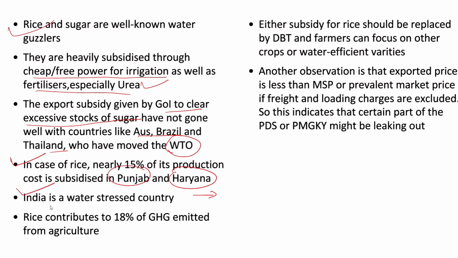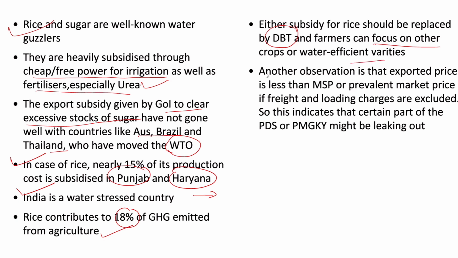The next point which is mentioned is that rice contributes to 18% of the greenhouse gas emissions from agriculture. The article also mentions that subsidy for rice should be replaced by direct benefit transfer, so the farmers can either focus on other crops or a water efficient variety of rice.